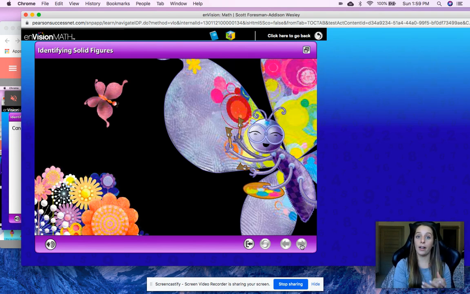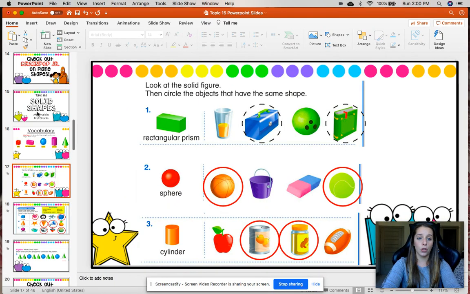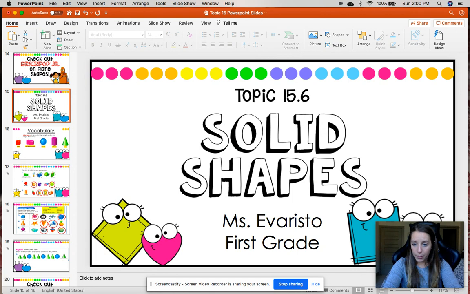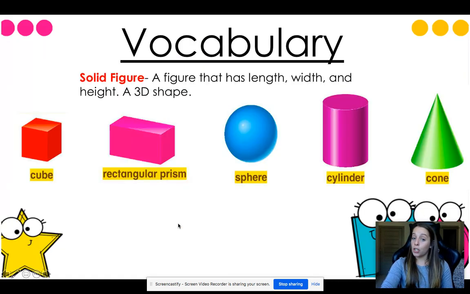So I want you to look around your home and try and come up with some more examples and share them with your parents, your siblings, or you can share them with me on Class Dojo. All right, let's go into our presentation to talk a little bit more about solid shapes.